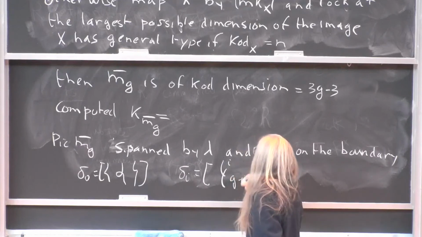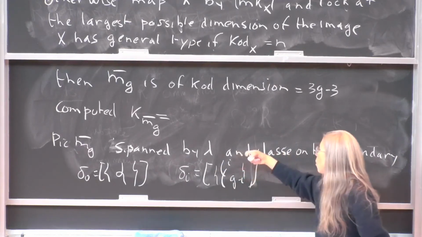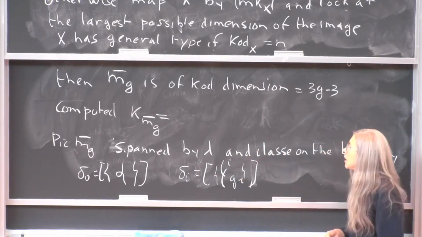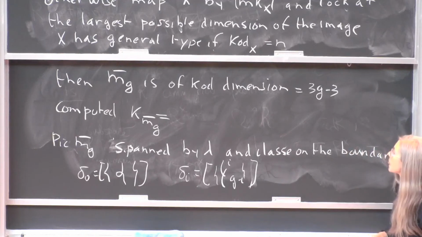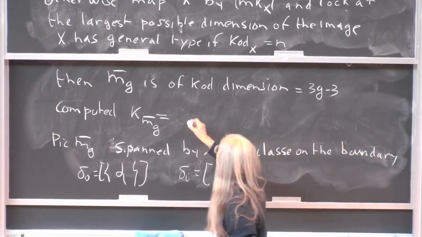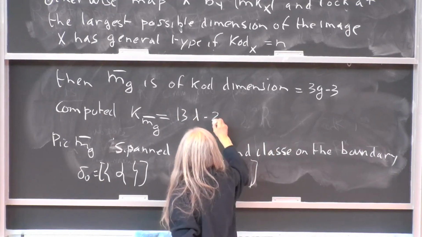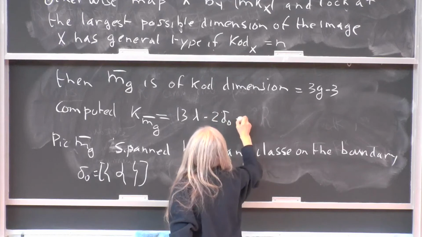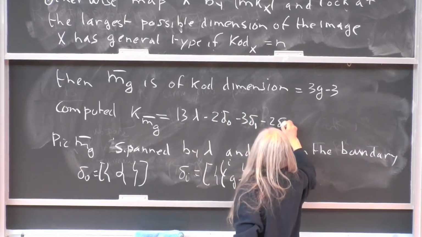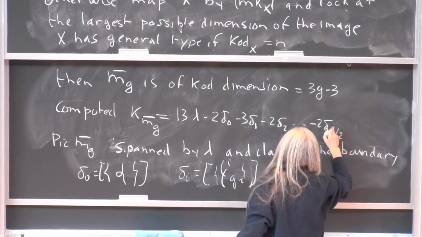And that i could move between 1 and up to g over 2, right? The closest number to g over 2. And then they compute the K of M_g bar, and that turns out to be 13 lambda minus, I think it's 2 delta 0, minus 3 delta 1, minus 2 delta 2, up to minus 2 delta g over 2.